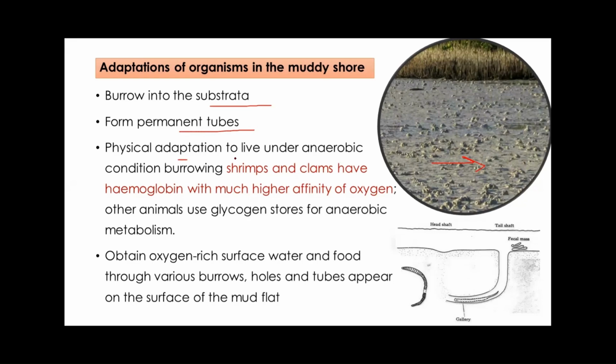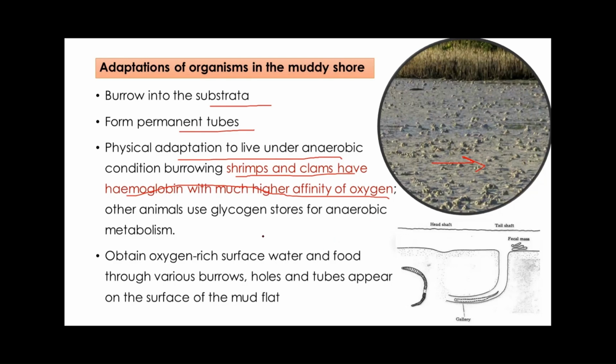There are also physical adaptations to live under the anaerobic condition. For example, burrowing shrimps and clams have a hemoglobin which has a much higher affinity to oxygen. So most of the organisms, if they are living in an oxygen minimum condition, have the physiological adaptation where their hemoglobin has a very high affinity toward oxygen, so that they can use it for metabolism.